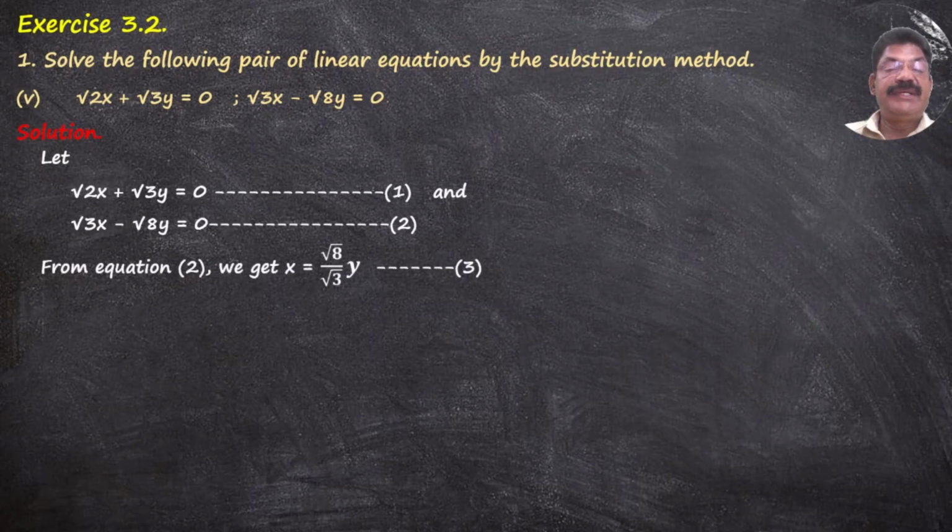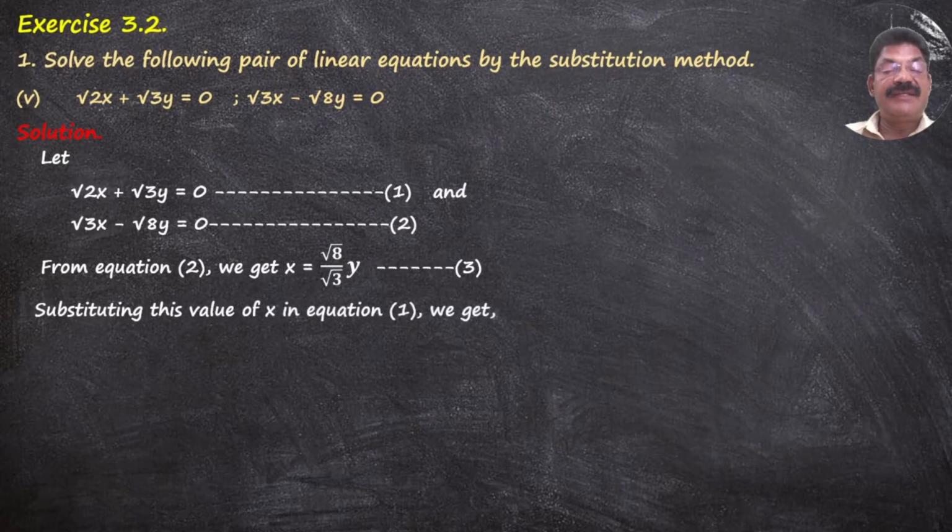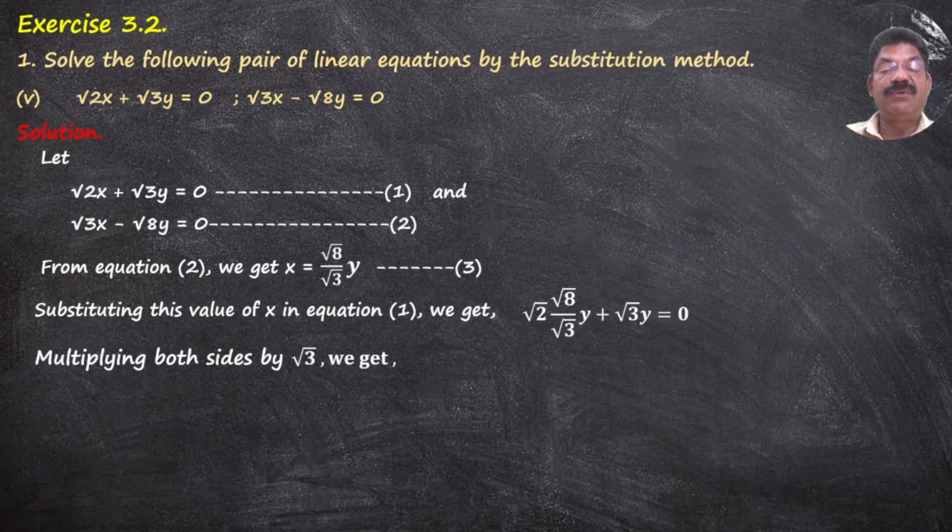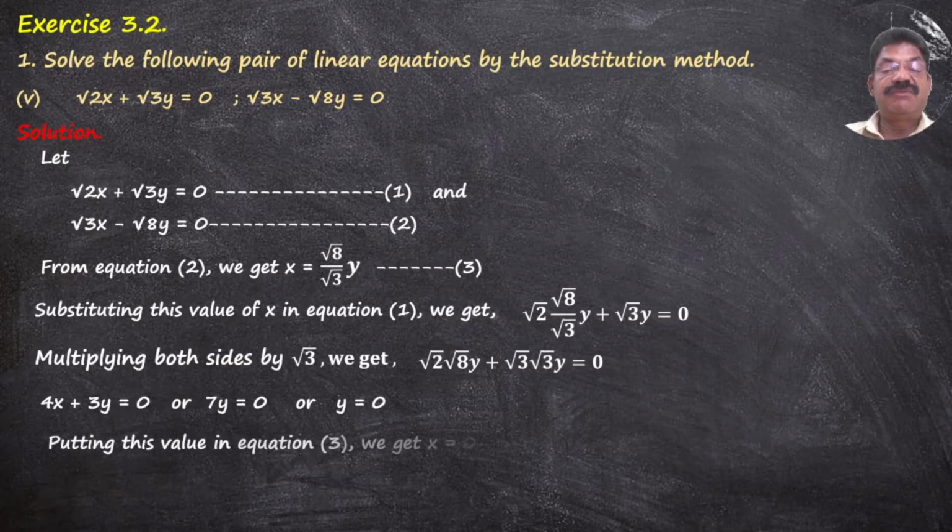From equation 2, we get x is equal to root 8 divided by root 3 into y. Substituting this value of x in equation number 1, we get root 2 into root 8 divided by root 3 y plus root 3 y is equal to 0. You multiply both sides by root 3. We get root 2 into root 8 y plus root 3 into root 3 y is equal to 0. Therefore, y is equal to 0. Substituting this value of y in equation number 3, you get x is equal to 0. Therefore, the solution is x is equal to 0, y is equal to 0.